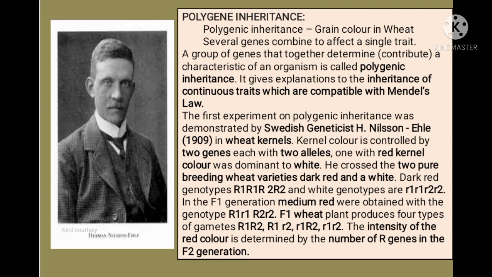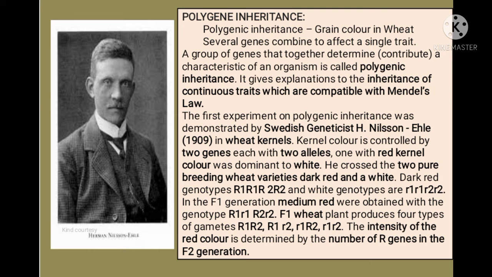In the F1 generation, medium red plants were obtained with the genotype capital R1 small r1 capital R2 small r2. The F1 wheat plant produces four types of gametes: capital R1 capital R2, capital R1 small r2, small r1 capital R2, and small r1 small r2.